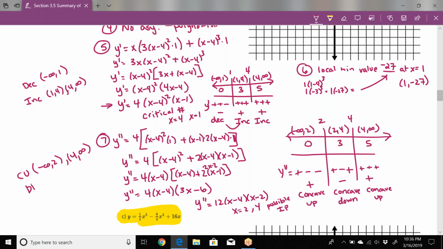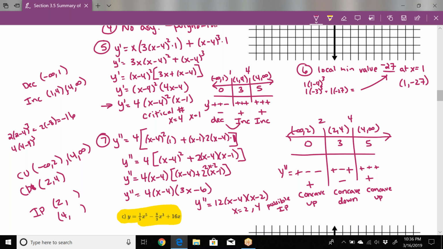And we're concave down on 2 to 4. Now my points of inflection, or inflection points, are going to happen at 2 and 4, but we need the y values for each of those. So if we plug them into our original function, 2 times (2 minus 4) cubed, and 4 times (4 minus 4) cubed, this guy gives us 2 times negative 8, so that's negative 16.